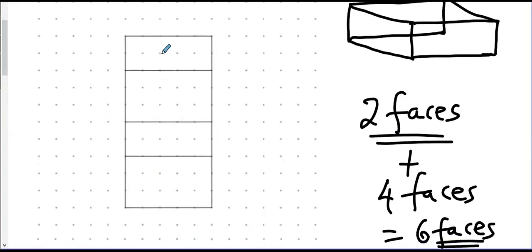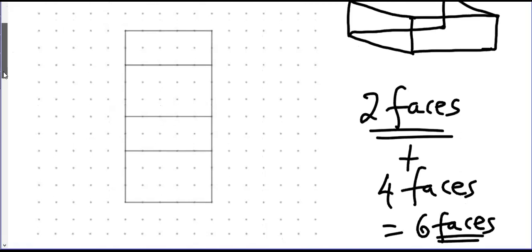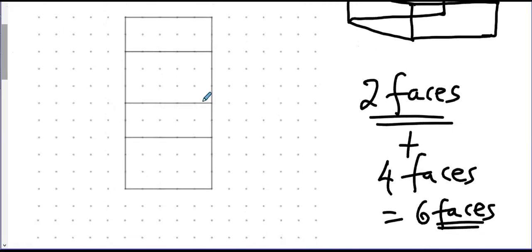So now here you can see that we have 1, 2, 3, 4 faces. Now we are supposed to complete this net of the cuboid. How do we complete the net of a cuboid? It's simple. To complete a net of this cuboid, we need 2 other faces. We have 4 faces. We need the other 2.